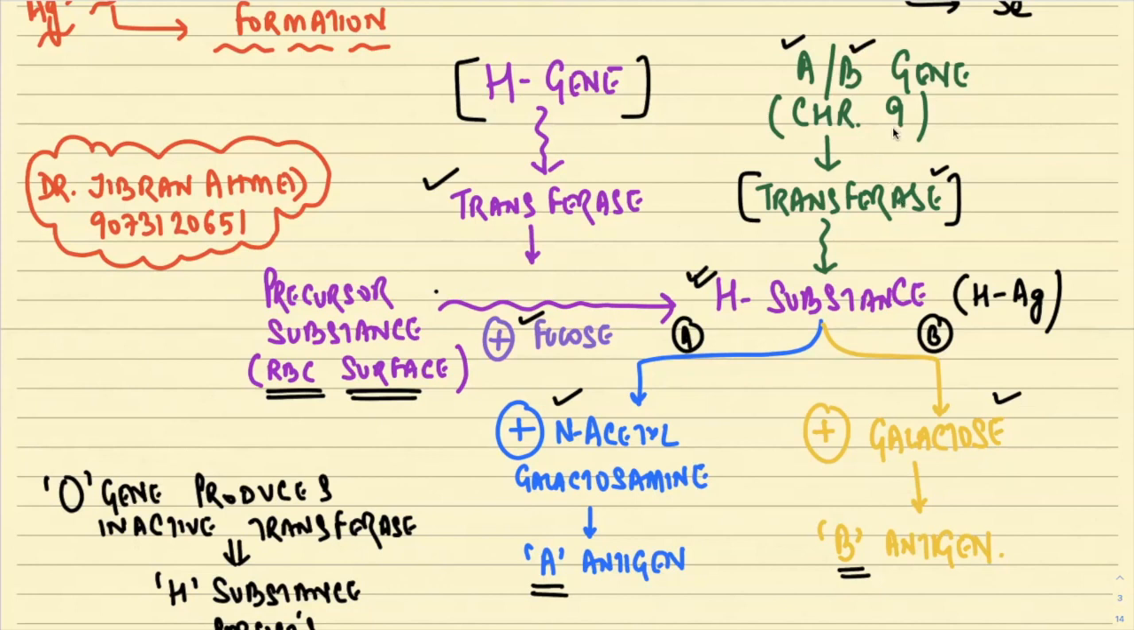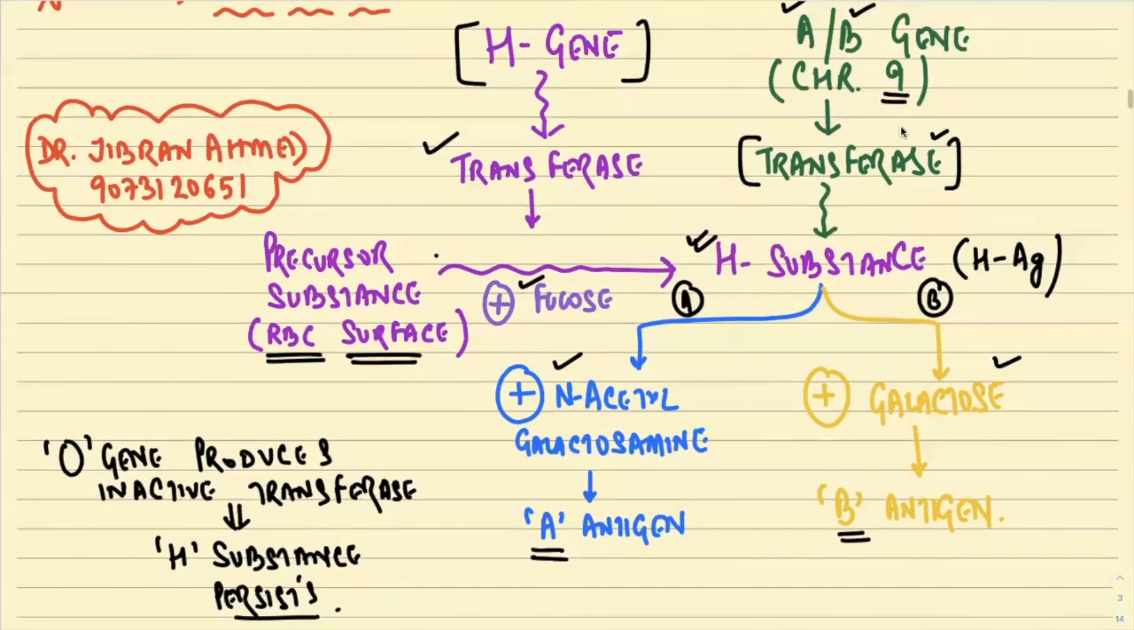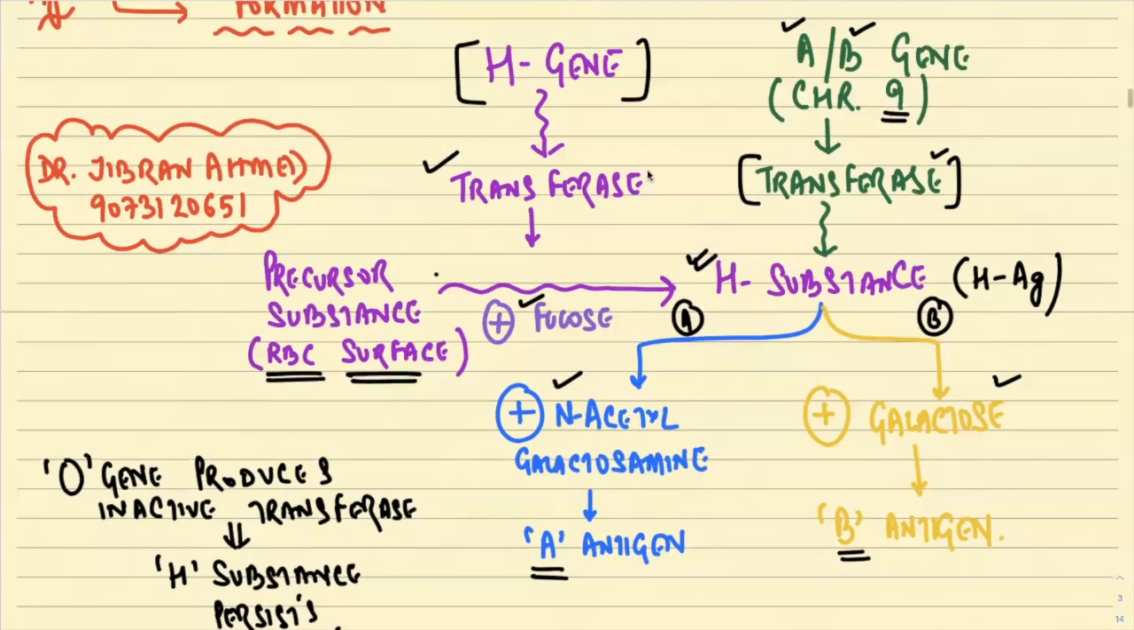This A and B gene that you see is present on chromosome number 9. This is how we are acquiring this antigen. I will repeat once more. Don't get worried, it's very easy. As I told you, everything starts from the H gene. The H gene encodes a specific transferase, which converts a precursor substance present on the surface of the RBC into an H substance. What does this transferase do? It adds a fucose molecule to the precursor substance, and that addition converts the precursor into H substance.